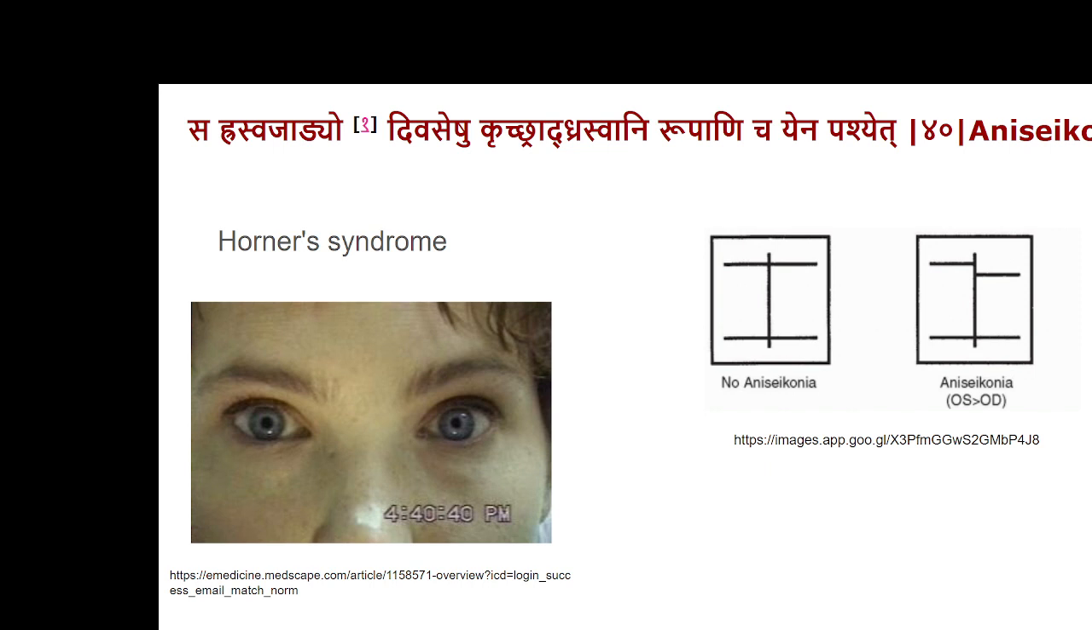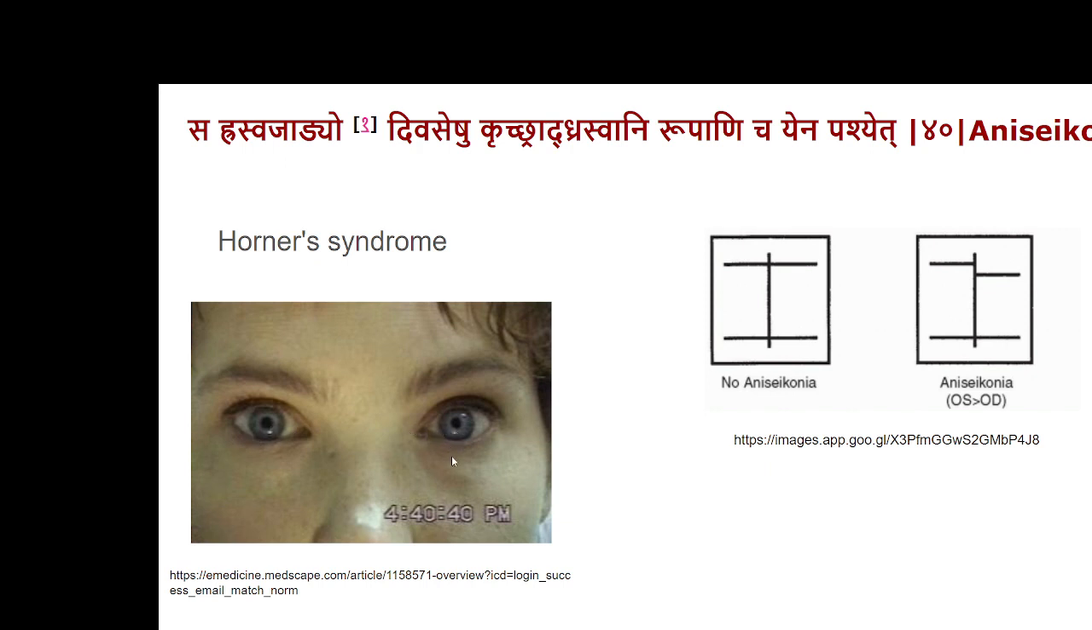This kind of symptom is called anisocornea. Anisocornea means, due to multiple causes, but most of the time it is due to irregular size of the pupils. Very commonly seen in Horner's syndrome. Horner's syndrome is a condition where the pupils will not be symmetrical. Size of the pupils will be asymmetrical. One pupil may be smaller and the other pupil may be bigger.